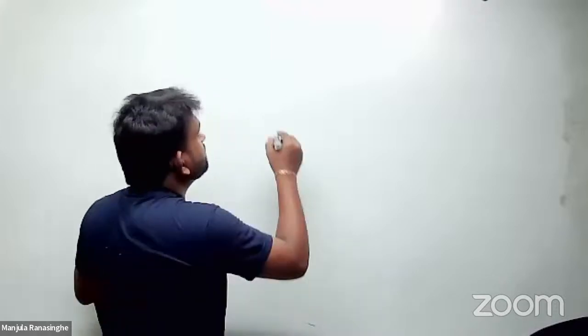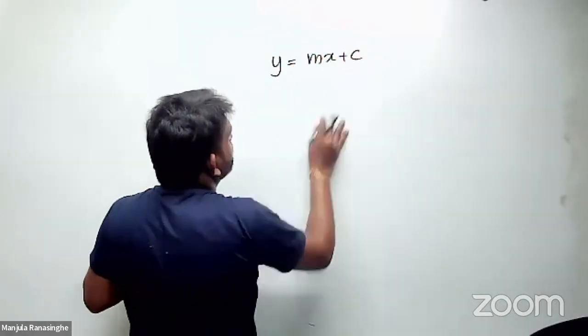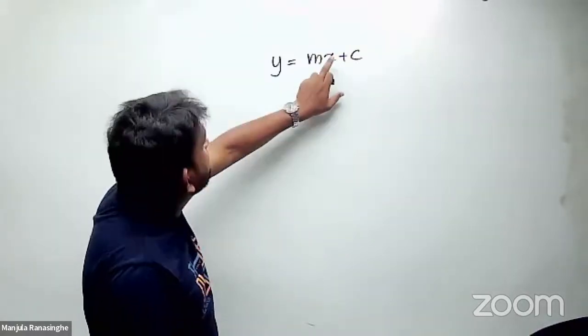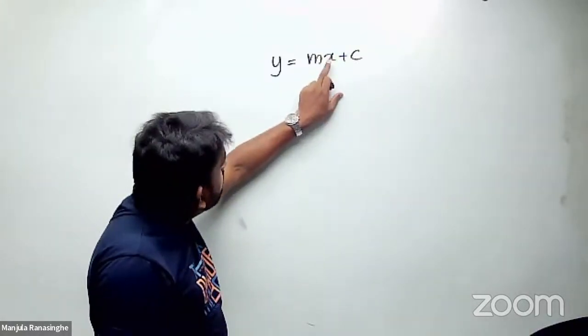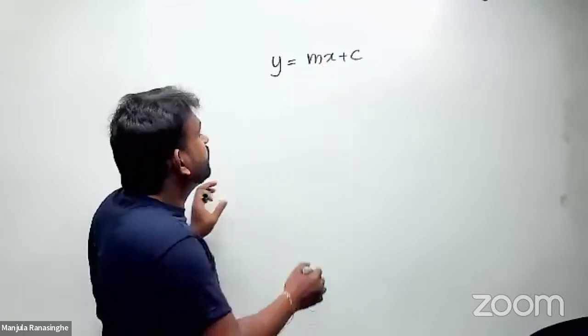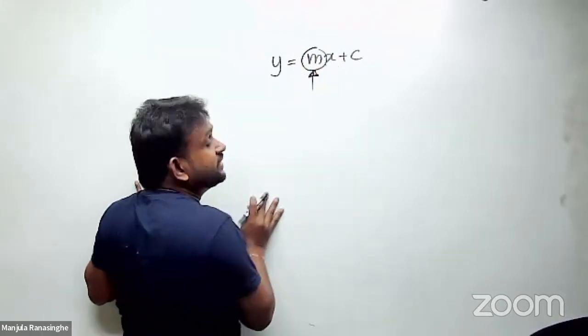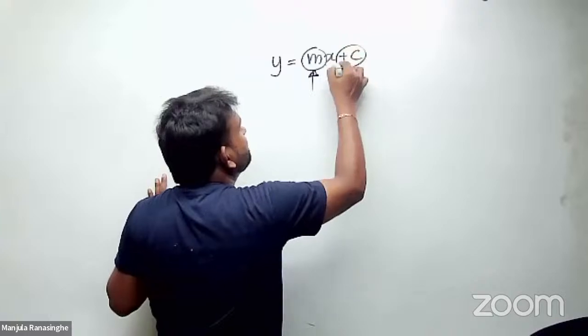Now the equation is given, see there, y equals mx plus c. So what is the gradient and the intercept? To find the gradient, take the coefficient of x. What is the coefficient? Coefficient means the front value of the x.